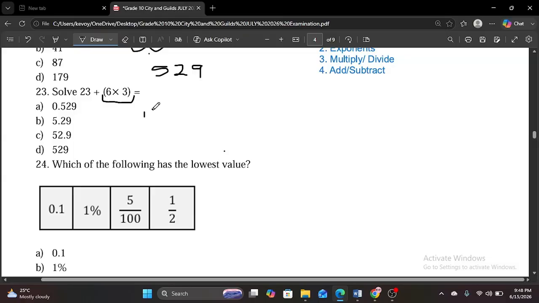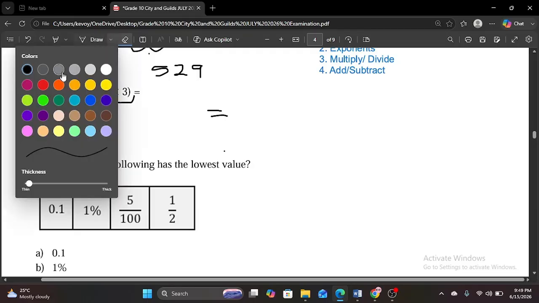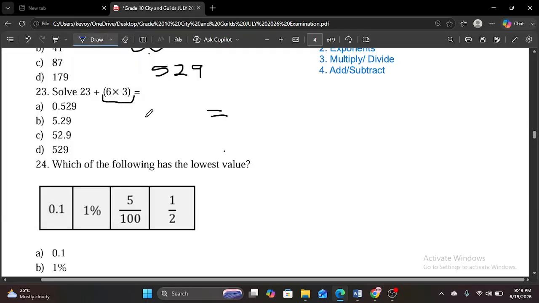That should be equal to 18. So 18 plus 23. So if I add 18 plus 23, you will get our final answer. All right, so let's quickly do that for the persons who cannot add. So let's do that quickly. So that's going to be 23 plus 18.